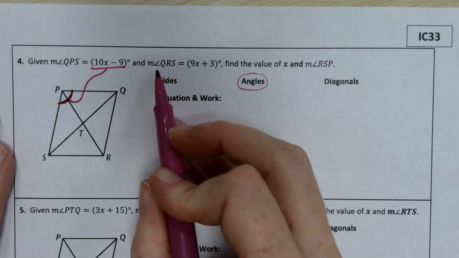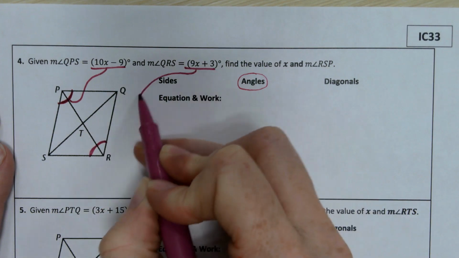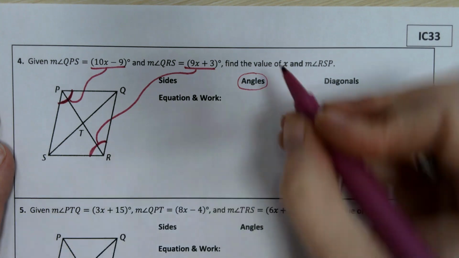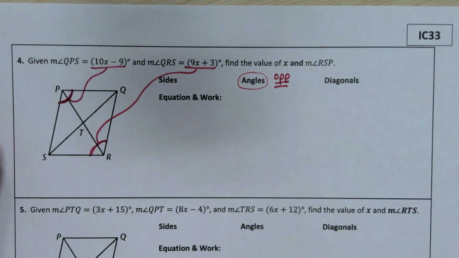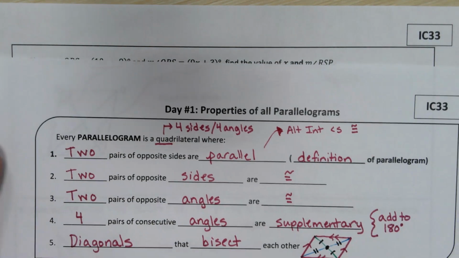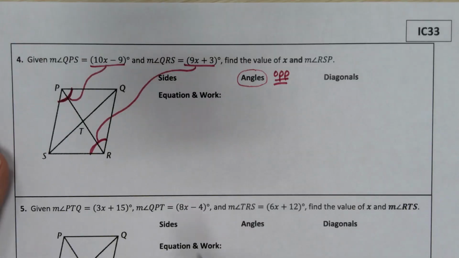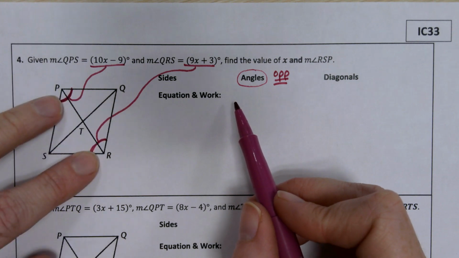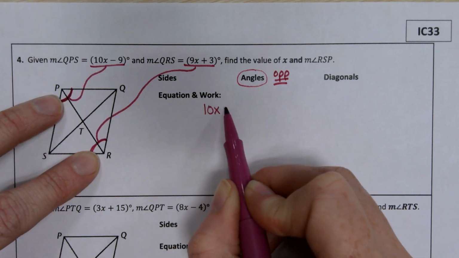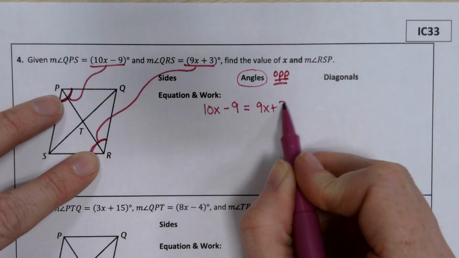And then angle QRS, this whole corner, is equal to 9x plus 3. So this is a situation where we have opposite angles now instead of consecutive. So if we refer back to our facts from the beginning, 2 pairs of opposite angles are congruent. So instead of adding them to be 180, like we do with the supplementary ones, the consecutive ones that are next to each other, when they're opposite like this, they are the exact same size, which means 10x minus 9 is equal to 9x plus 3.